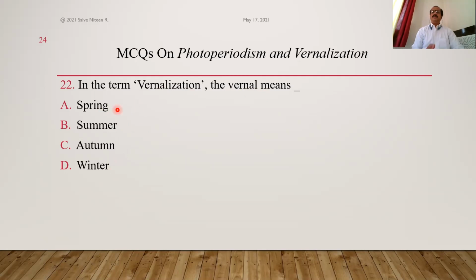This is because winter varieties are converted into spring varieties. Winter varieties can behave like spring varieties if they are given the low temperature treatment, that is, if vernalization treatment is given. That is why the term vernalization refers to spring formation. So here, vernal means spring. A is the right answer.